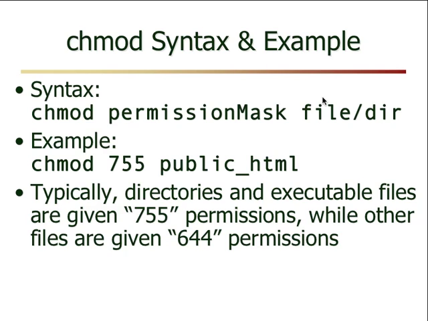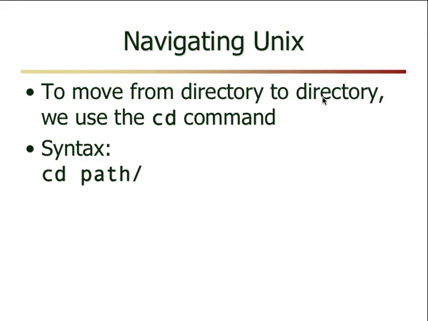So if you take an executable file like a script and make it non-executable, then you would prevent it from being run, essentially, unless you were in a scripting environment in which you were bringing up the script manually and running it instead of just running the file. So typically directories and executable files are given 755 permissions, while other files are given 644 permissions, root access, or something. Owner positions. So let's talk about navigating the Unix file system.